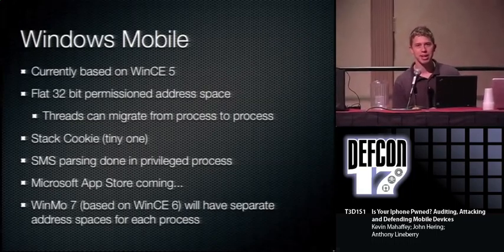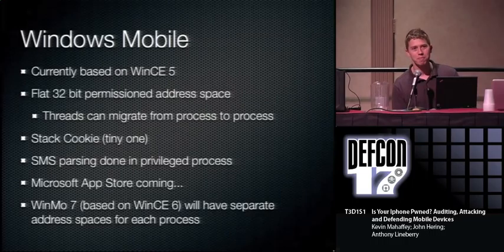Of particular note is that SMS parsing is done in the kernel in a privileged process, similar to iPhone, and that's usually not a good thing. If you were to exploit that, you can basically touch any memory on any process in the entire system, including the kernel, so yikes. Windows Mobile 7 is getting actual true process memory isolation, so that is good.